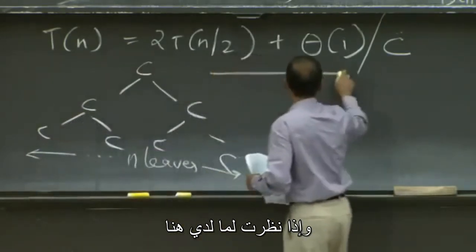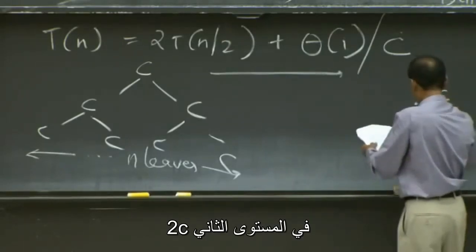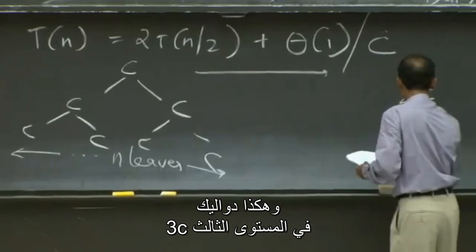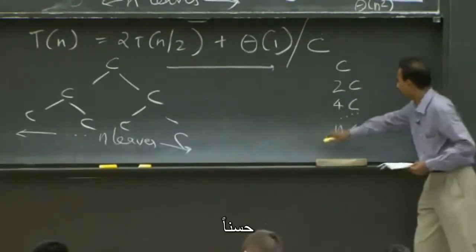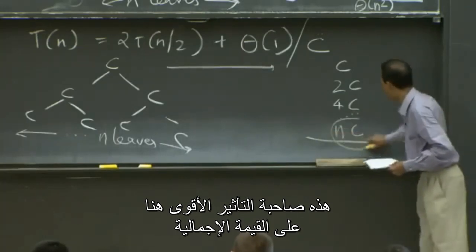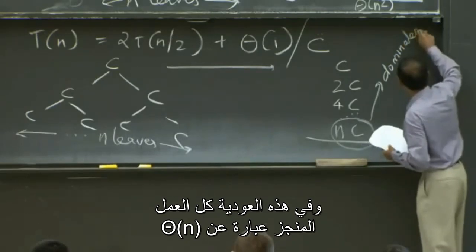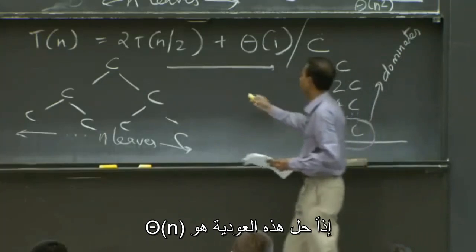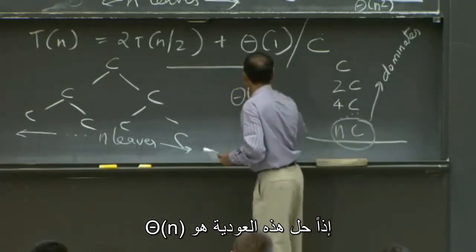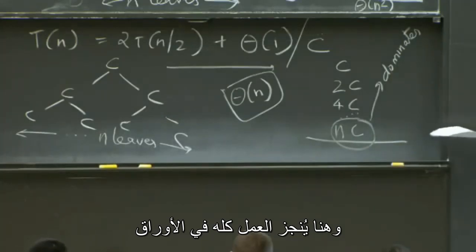And so if I look at what I have here, I have c at the top level. I have 2c, and so on and so forth, 4c. And then I go all the way down to nc. All right? And so what happens here is this dominates. And so in this recurrence, the whole thing runs in theta n. So the solution to that is theta n. And what you have here is all of the work being done at the leaves.